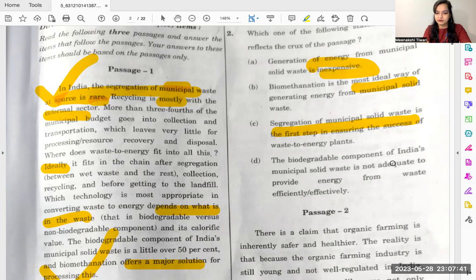The biodegradable component of India's municipal solid waste is not adequate to provide energy from waste effectively. Do we know that part? A little over 50%. So we're not that happy with option D. We're not that happy with option A. We are a little confused between B and C. Should we choose B? Should we choose C?